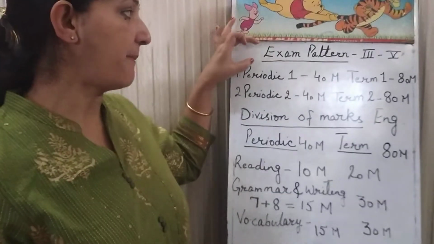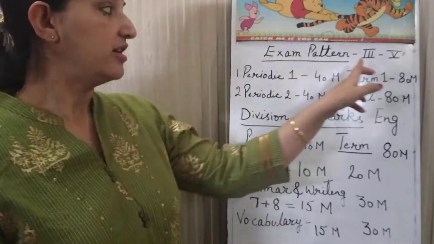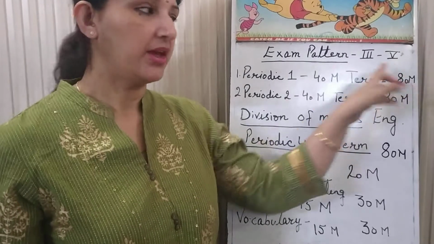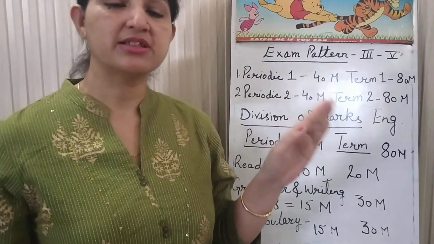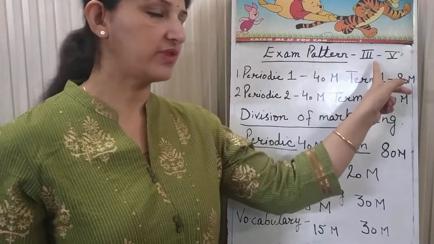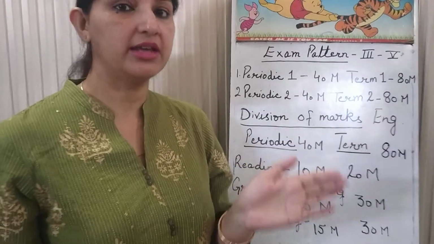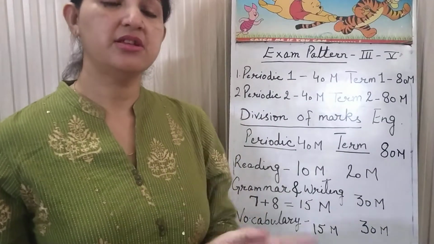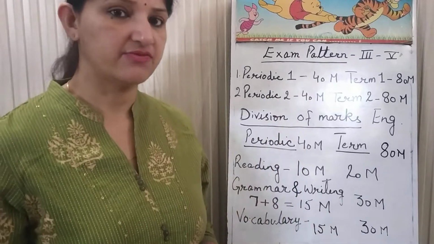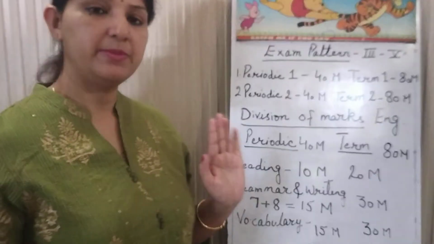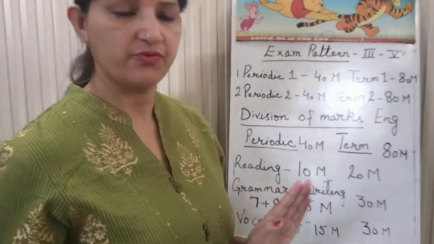This exam pattern is specifically for classes 3 to 5, because we are having different patterns: classes 1 to 2 are having a different one, 3 to 5 are having a different pattern, and then again 6 to 8 are having a different pattern. So according to the classes we are having different patterns. Here I will be discussing the pattern for class 3 to 5.